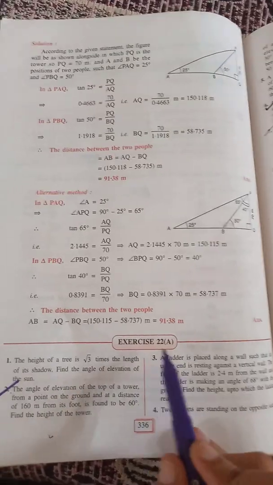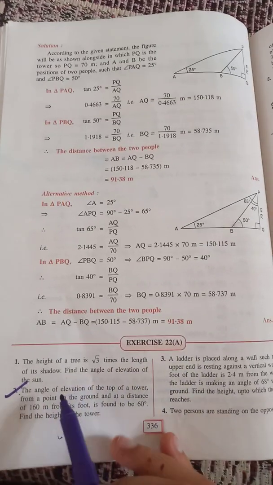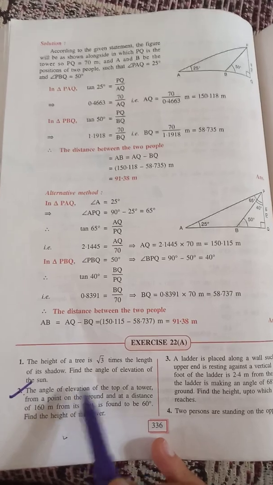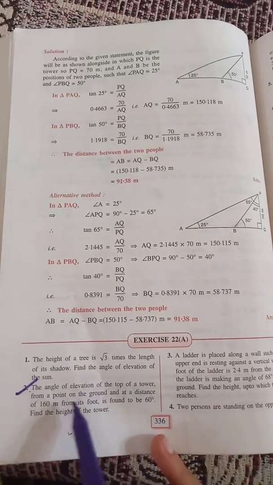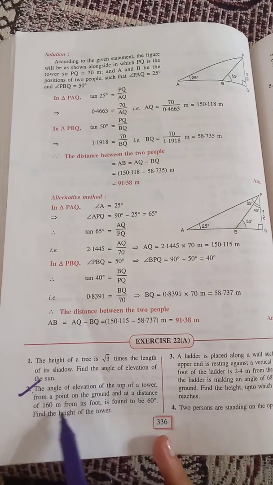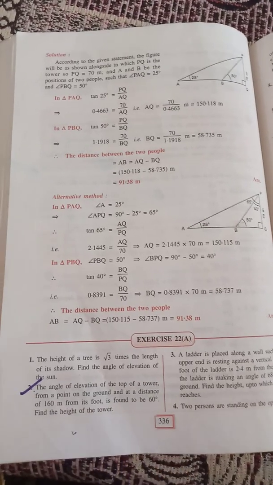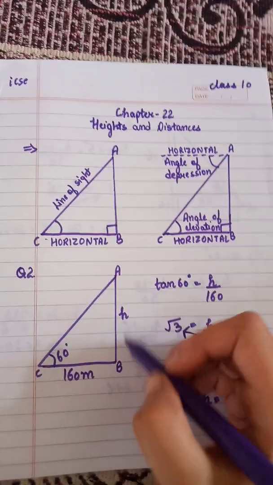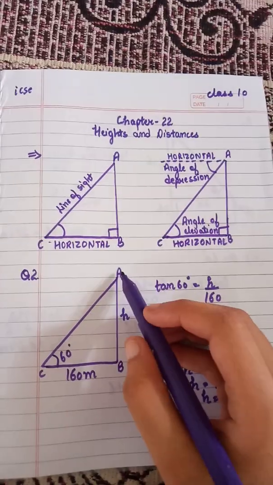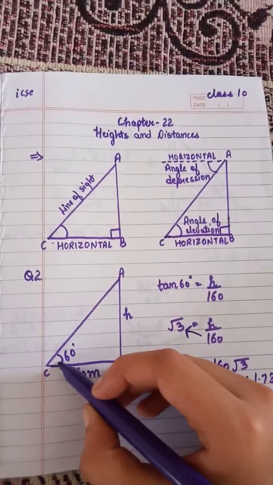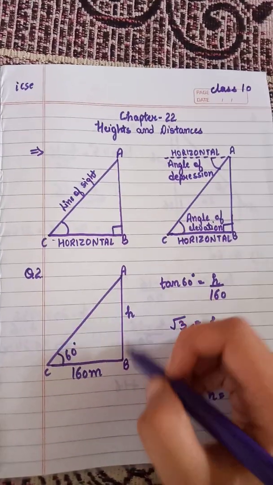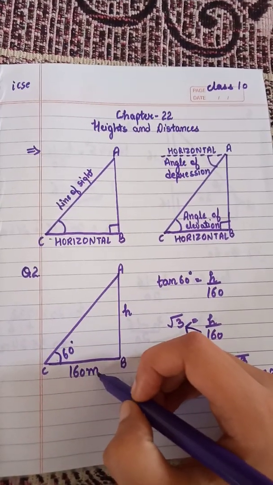Now we will start with exercise 22A. Here you can see question number 2. The angle of elevation of the top of a tower from a point on the ground at a distance of 160 meter from its foot is found to be 60 degree. Find the height of the tower. In this question they have said that the angle of elevation of the top of the tower from a point on the ground is 60 degree, the distance from the foot of the tower is 160 meter, and we have to find the height.